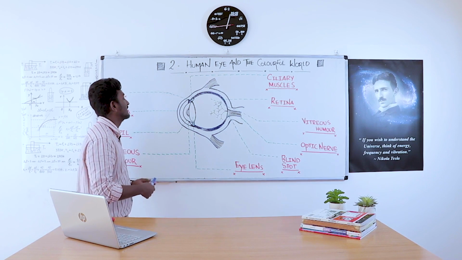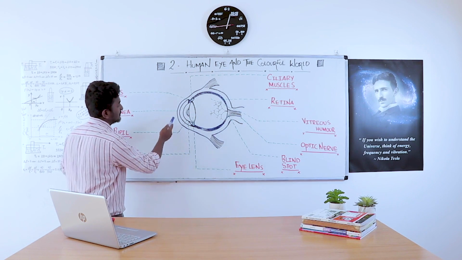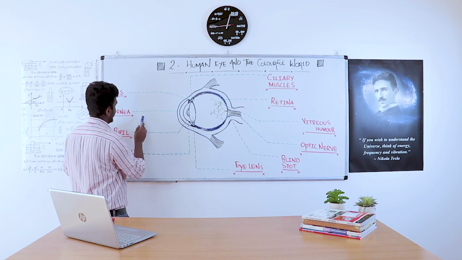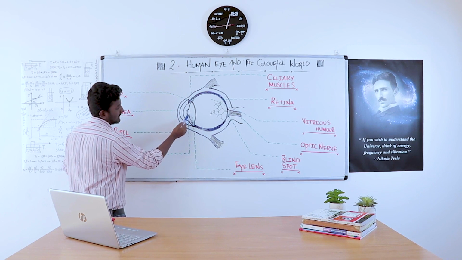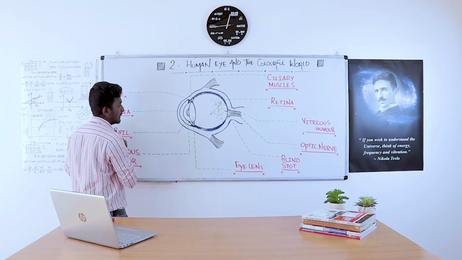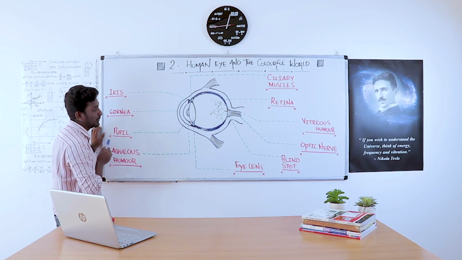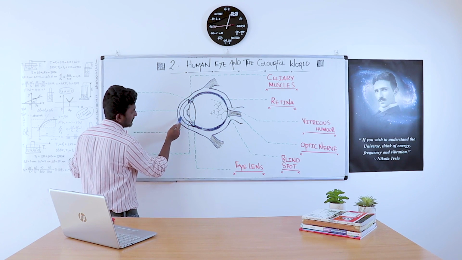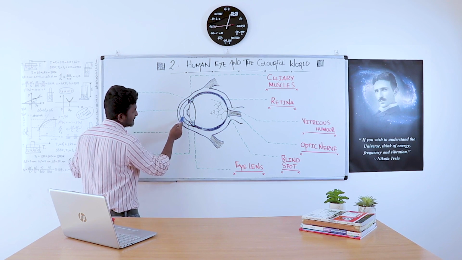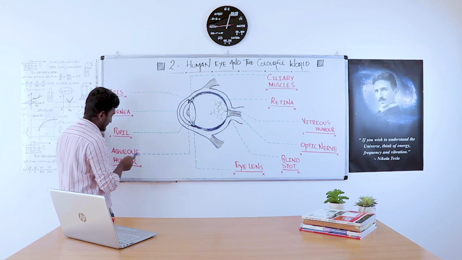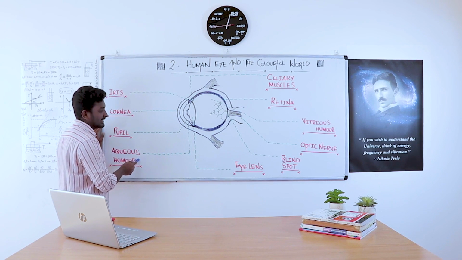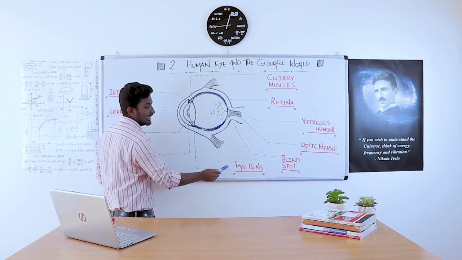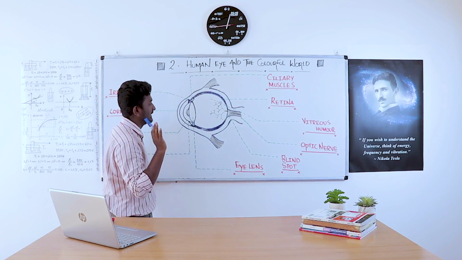Just look at the figure. Starting from this portion, this is the cornea. Next, this portion is the pupil. And the space between the cornea and the pupil, this space contains the aqueous humor. And this is our lens, the eye lens.